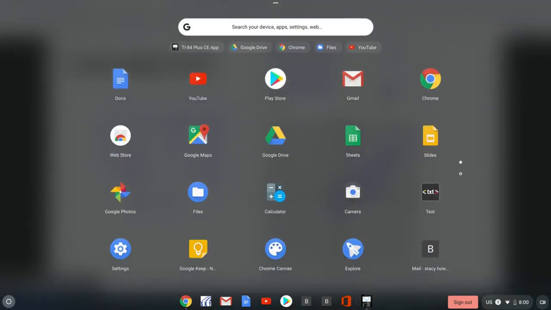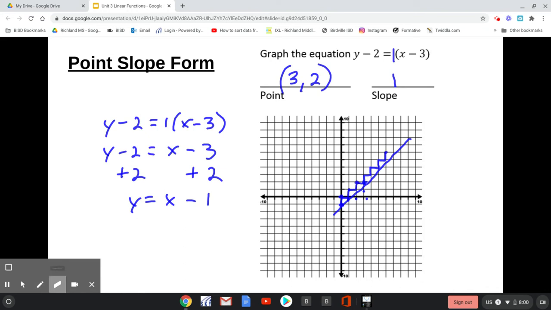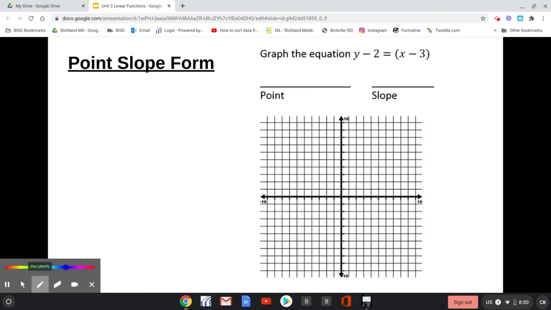So we can verify this with our calculator, and we can hit second table. And we can see that when x is 3, y is 2. And when x is 0, y is negative 1. So we did do it right. Let's erase that and see if we have another one.